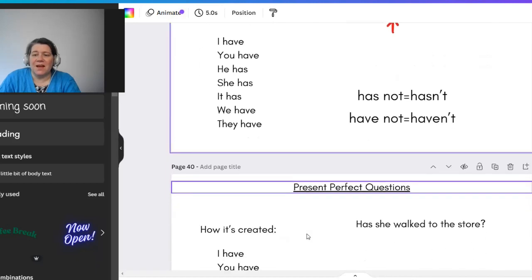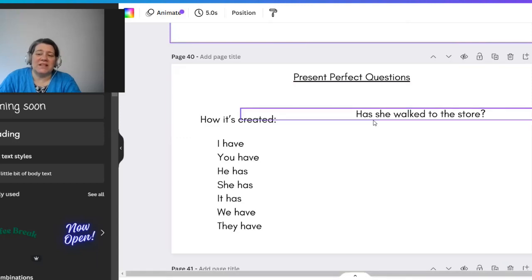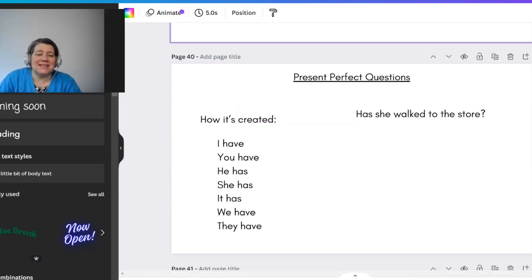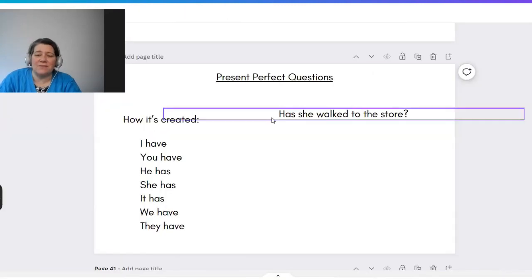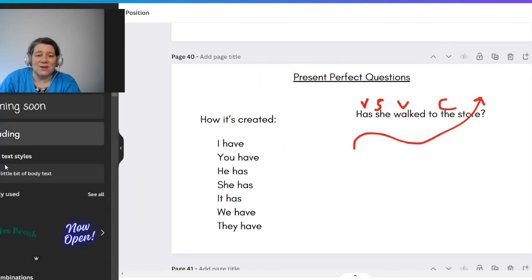All right? Finally, the questions. Has she walked to the store? We take the first verb in the lineup, we put it at the front. This still allows us to have that very strict subject, verb, complement pattern. And we get to start our question with a verb. The intonation sounds like this. Has she walked to the store? If you hear the da, da, da, da, da, da, the answer will be a yes or a no.